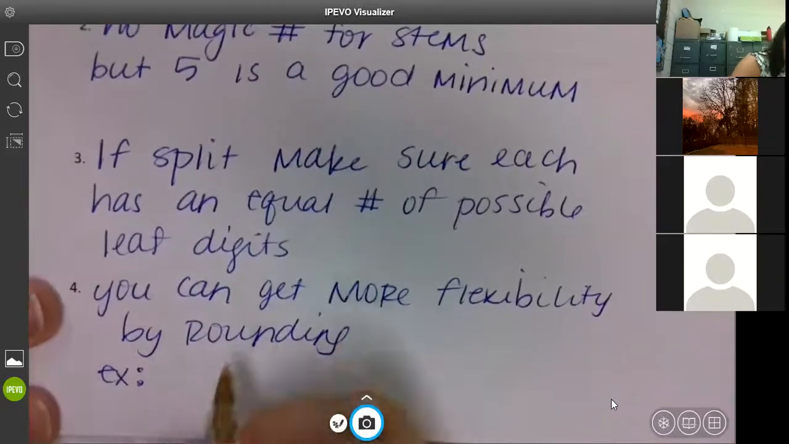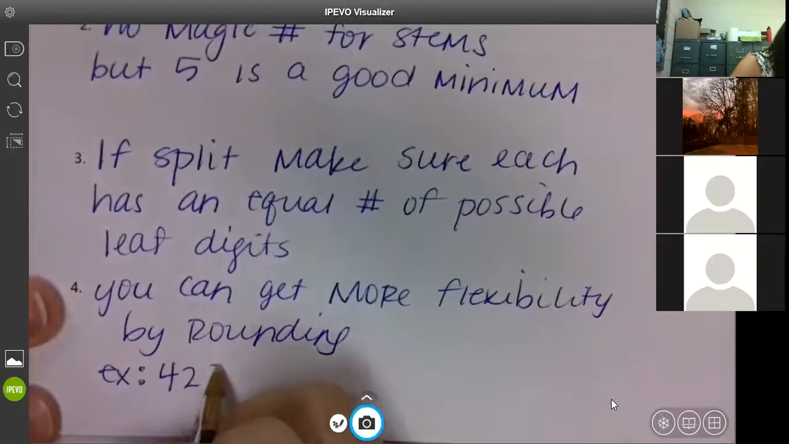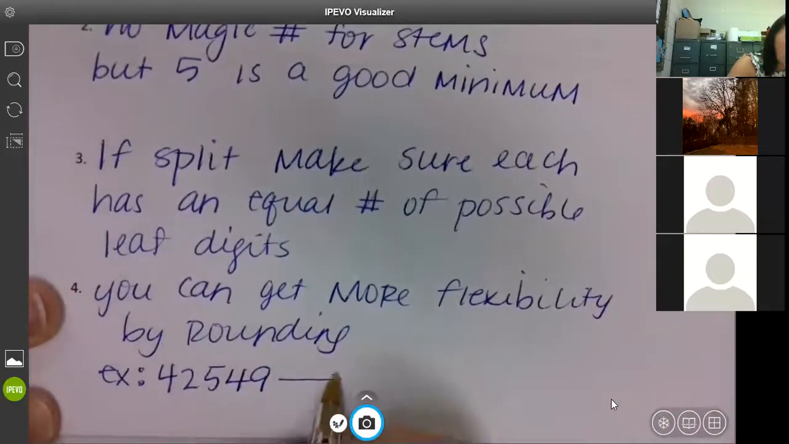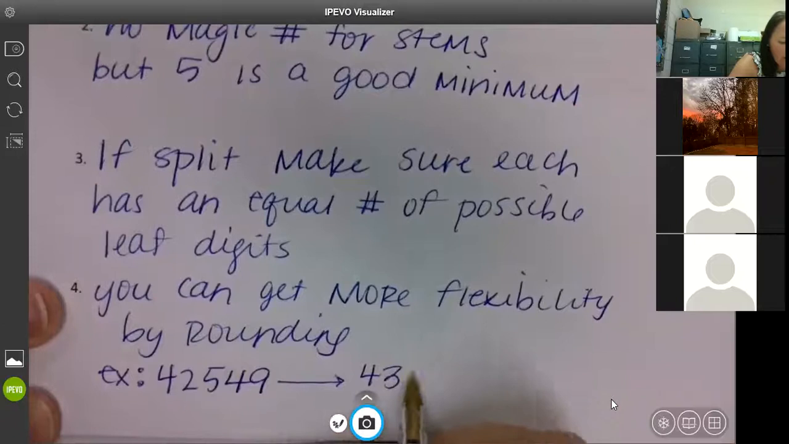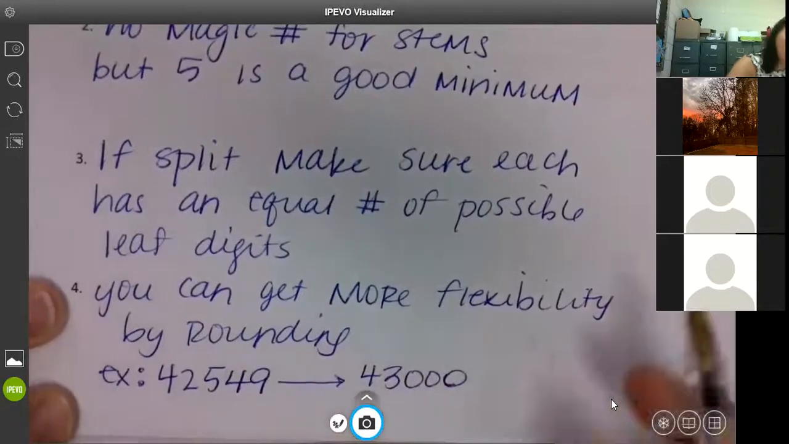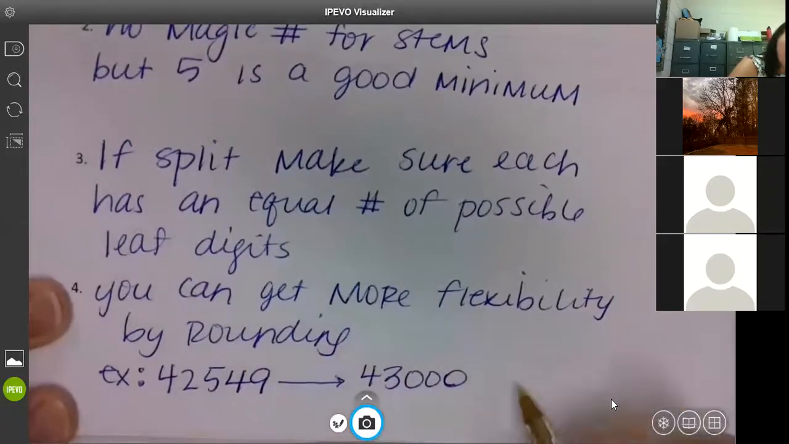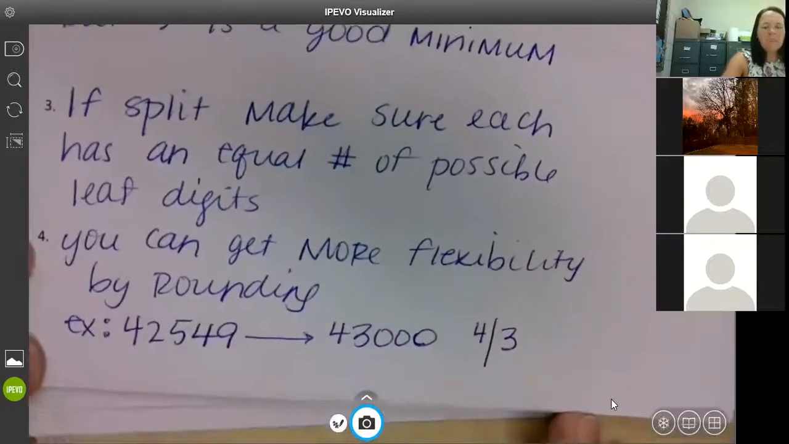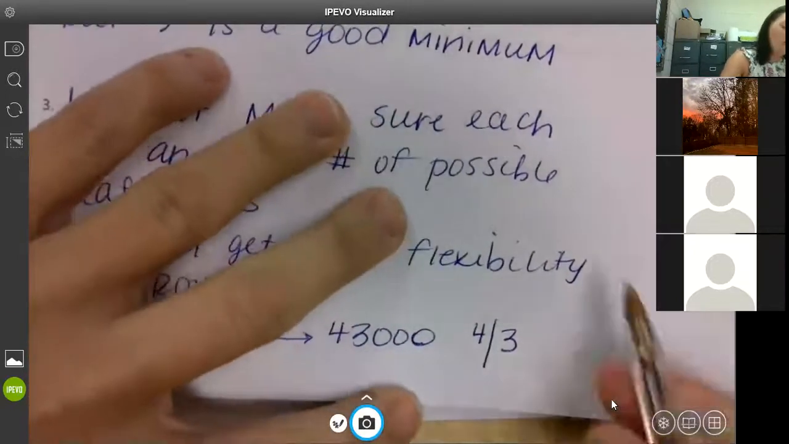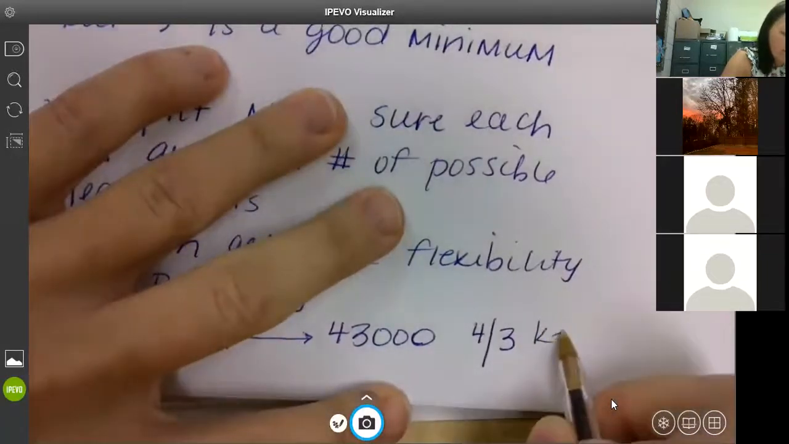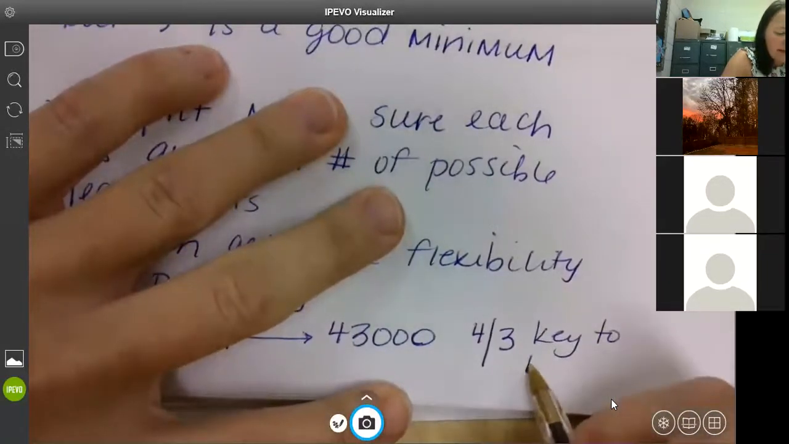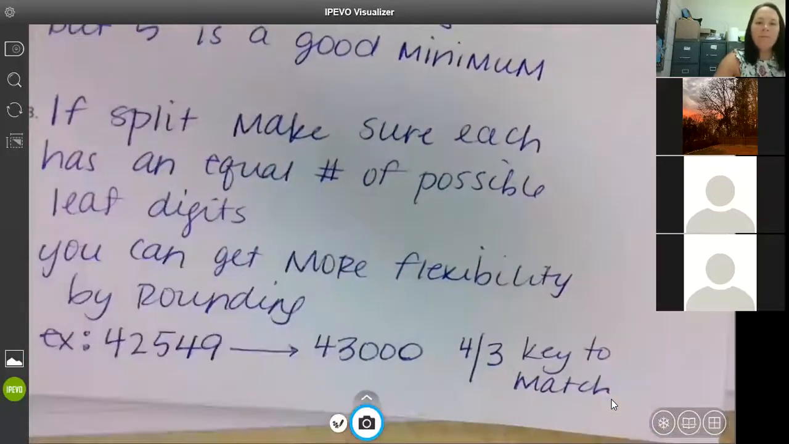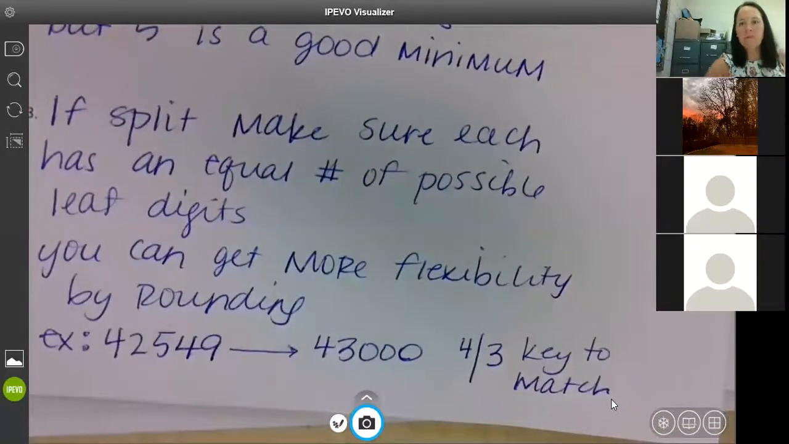An example of that, if they gave you 42,549, you can round that to 43,000. And then you would only have to do 4, 3. And then your key would match. So what does that mean? If your key has to match, you would say 4, 3 represents 43,000.